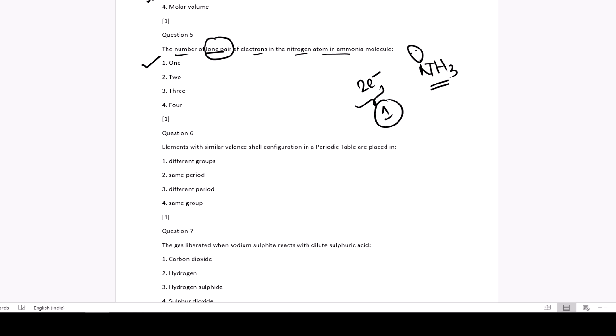Next, question number 6: elements with similar valence shell configuration in the periodic table are placed in. Elements with similar valence shell, read it carefully.